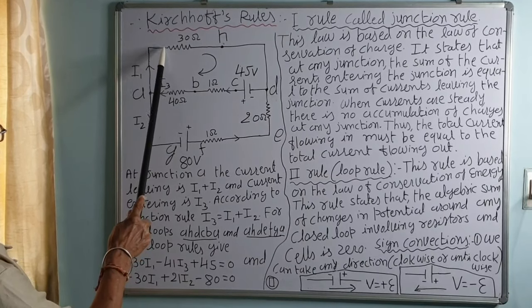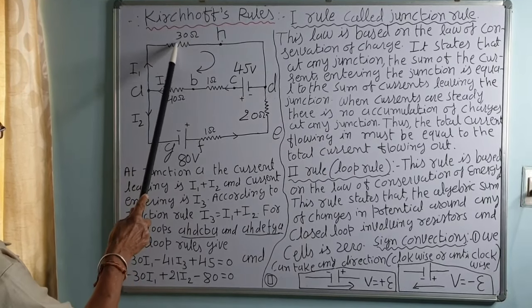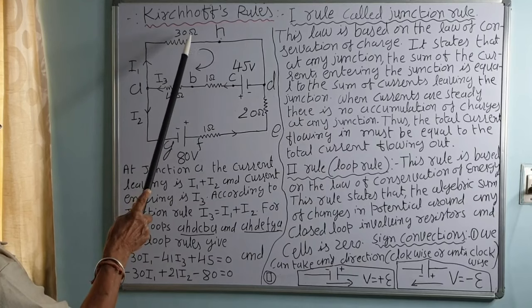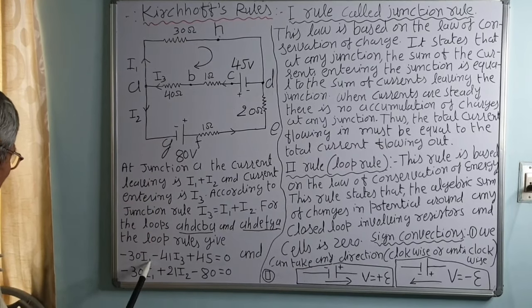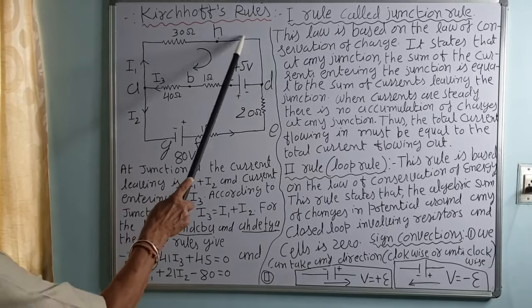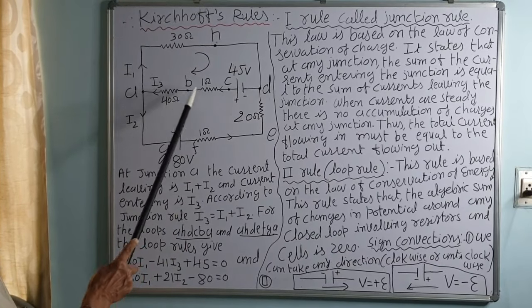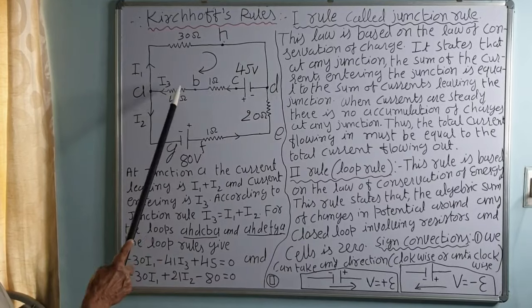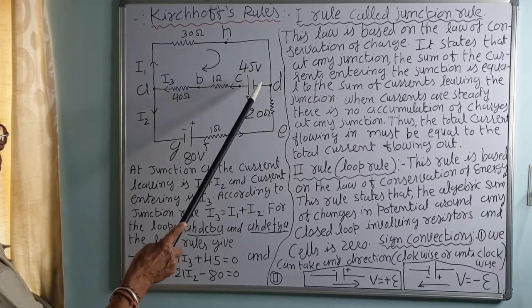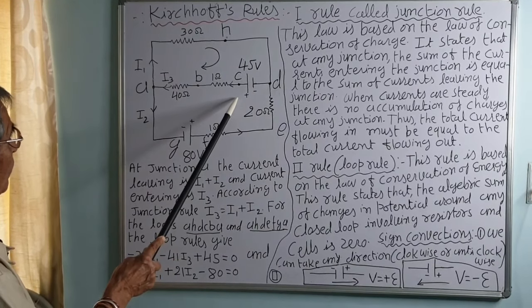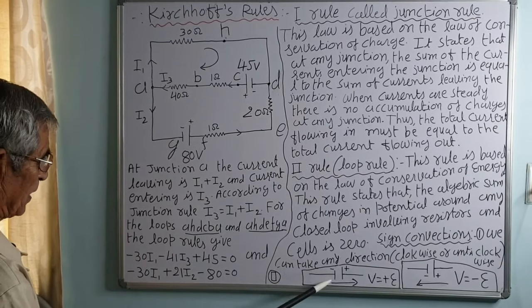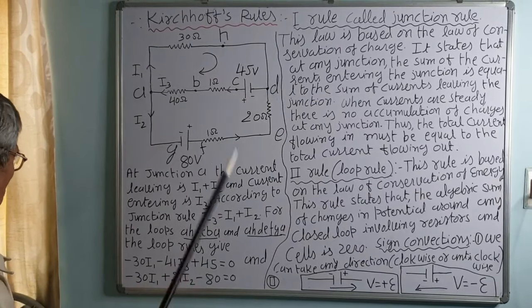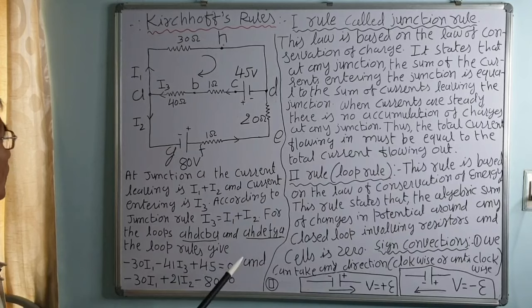The potential in the direction of the current drops, here potential more, here less, that is minus 30 I1 minus this 40 plus 1, that is 41 I3, this current is I3, and this is the battery potential from negative to positive, that is plus 45, and that is equal to 0.